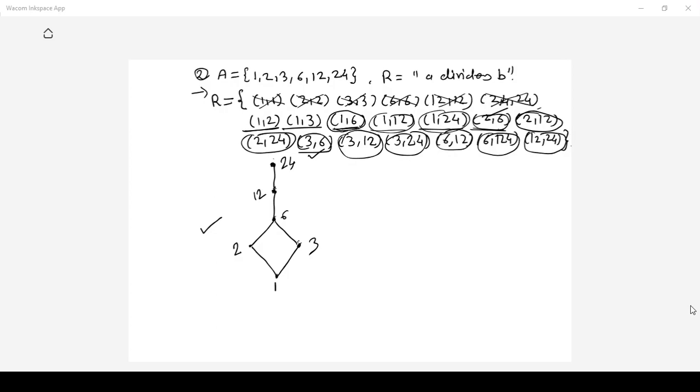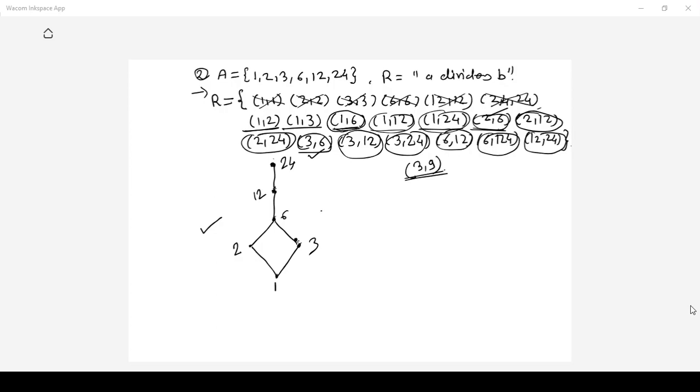So in the Hasse diagram, suppose you have one more pair like 3 comma 9. How can we represent this 3 comma 9 in this Hasse diagram? Now, 3 divides 9, we know, but 9 does not divide 12, neither does it divide 24. So where to take this 9?